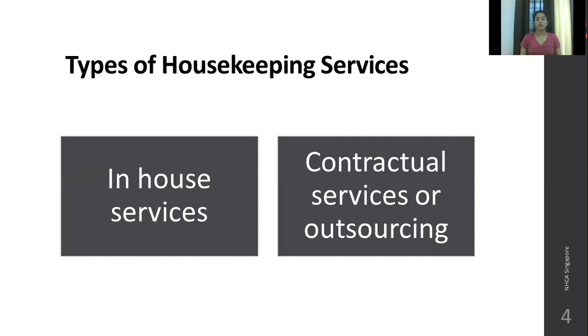Types of housekeeping. There are two types of housekeeping: in-house services and contractual services, or outsourcing. In in-house services, the staff is recruited by the hospital itself and the services are maintained by the hospital housekeeping services. In contractual or outsourced services, either the hospital housekeeping services are handed over to a third party for maintenance, or a private party is hired on an outsourced basis to provide housekeeping services to the hospital.